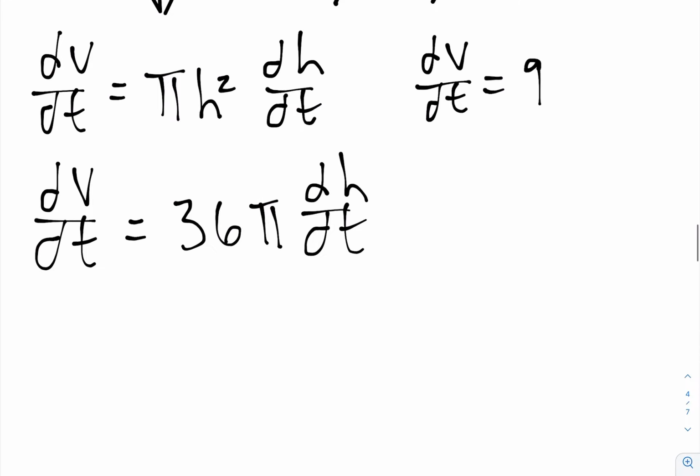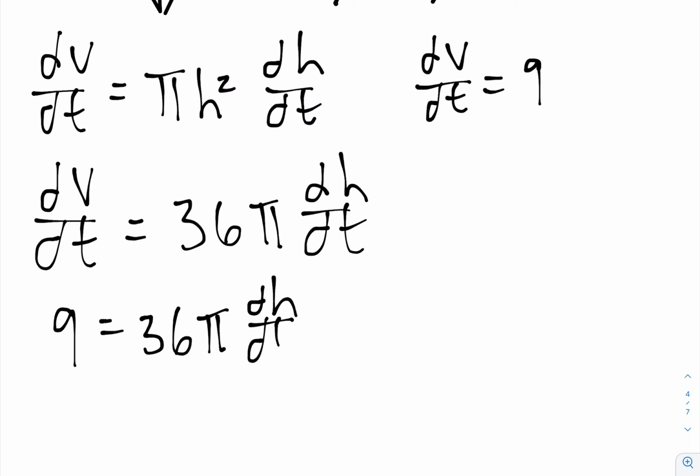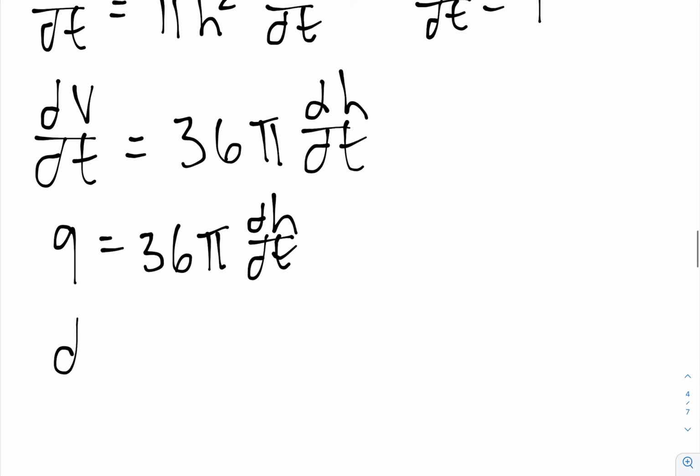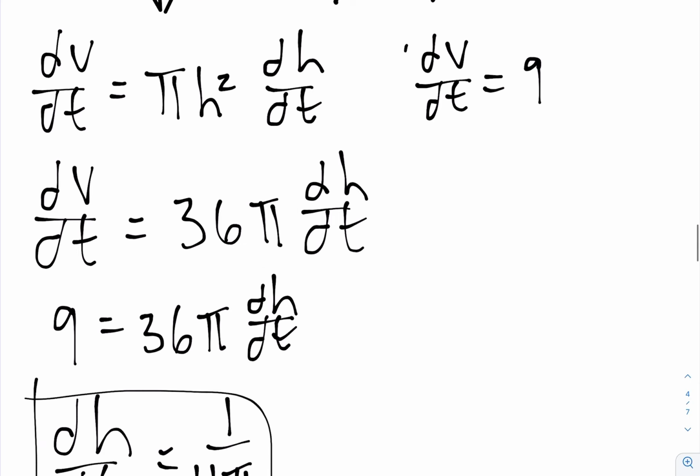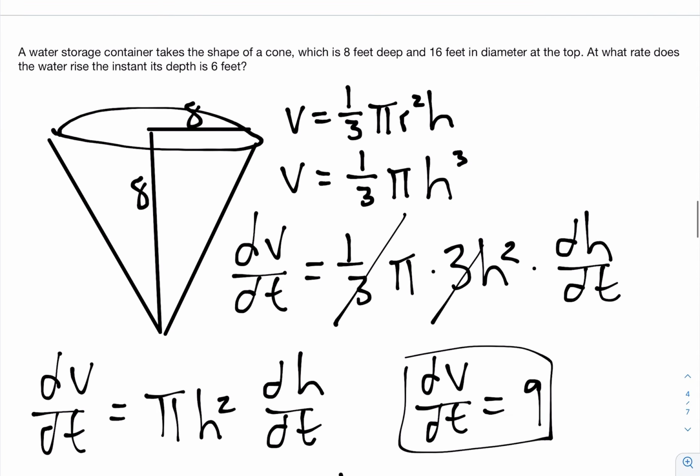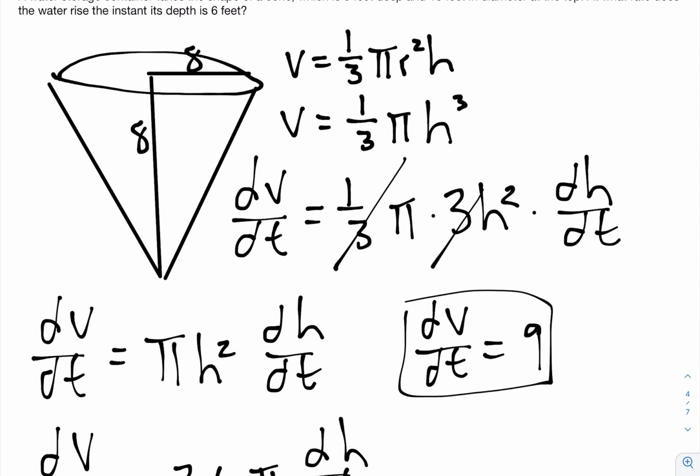Okay, what we would do is we'd sub in 9 for dV by dt, 36 pi dH by dt. So dH by dt would be 1/4 pi. That would be your answer. But it depends on what dV by dt is. So they were trying to trick you in this question. They didn't give you the rate of change of the volume.